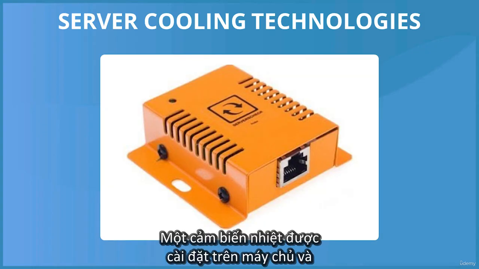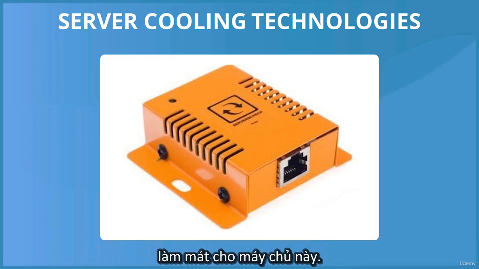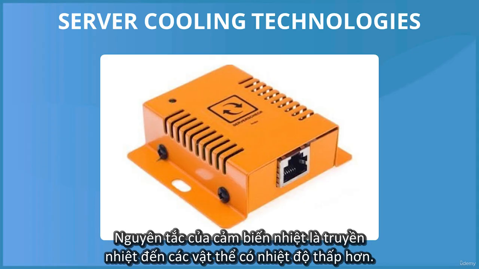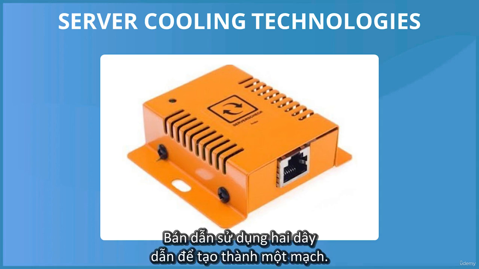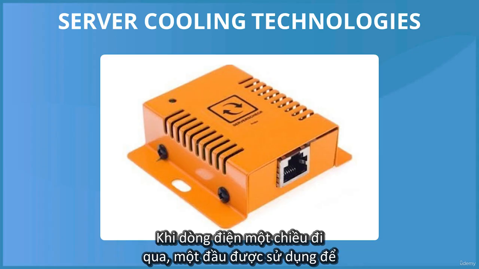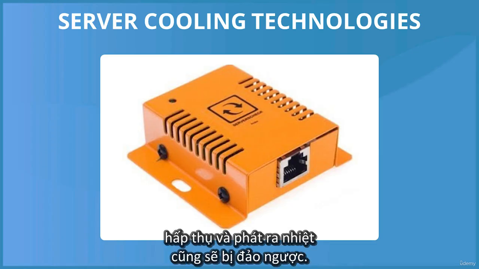So a thermal sensor is installed on the server, and the heat is transferred to the outside to achieve this server cooling effect. The principle of thermal sensors is to transfer heat to lower temperature objects. So that includes heat sinks, cooling plates, and semiconductor plates. The semiconductor uses two conductors to form a circuit. When the direct current passes through, one end is used to release heat, and the other one is used to absorb heat. If the current direction is reversed, the heat absorption and heat release will also be reversed.